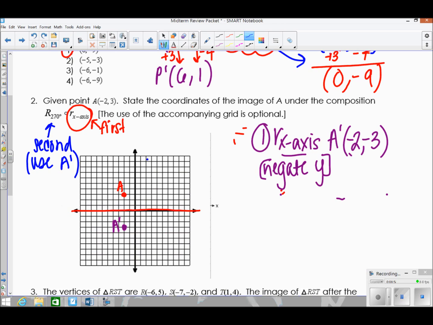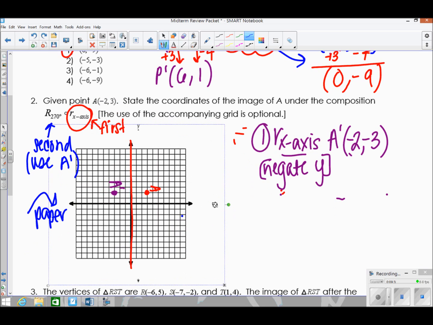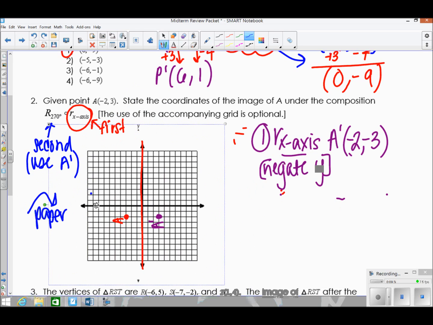So this is where we're going to actually turn our paper. So since this is a positive 270, that means I need to move 3 quadrants. So I'm starting here, and I'm going to move this counterclockwise. So it's going to go 1, 2, 3 quadrants counterclockwise, which means my paper is going to go clockwise. So we're going to go ahead and turn our paper 3 times. So our paper goes clockwise. So we have 1 time for 90, 2 times for 180, and 3 times for 270.